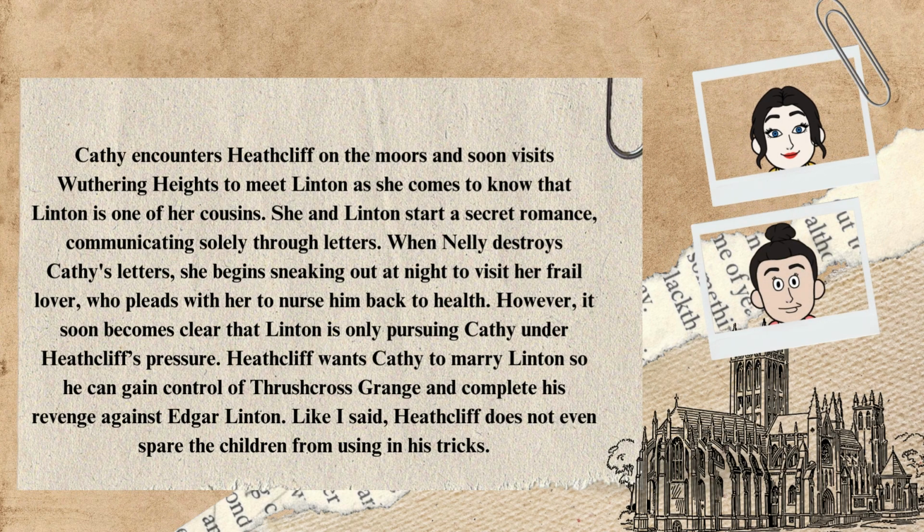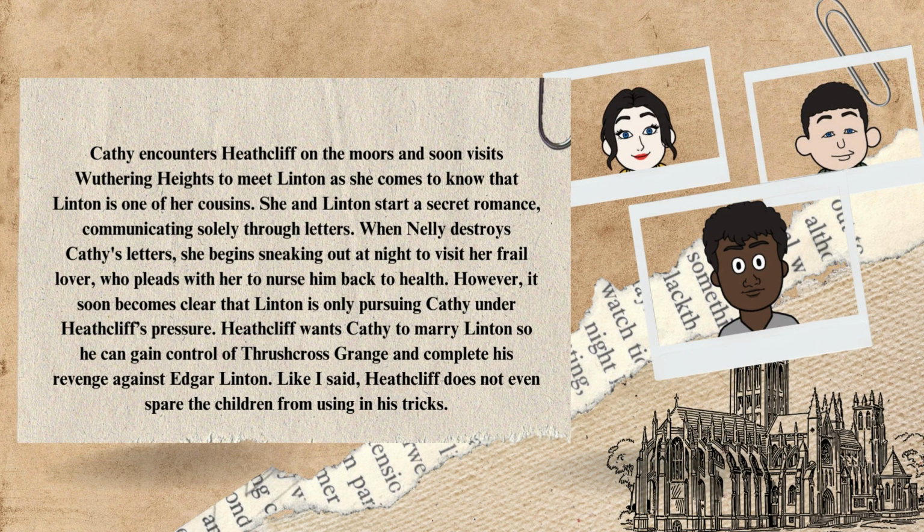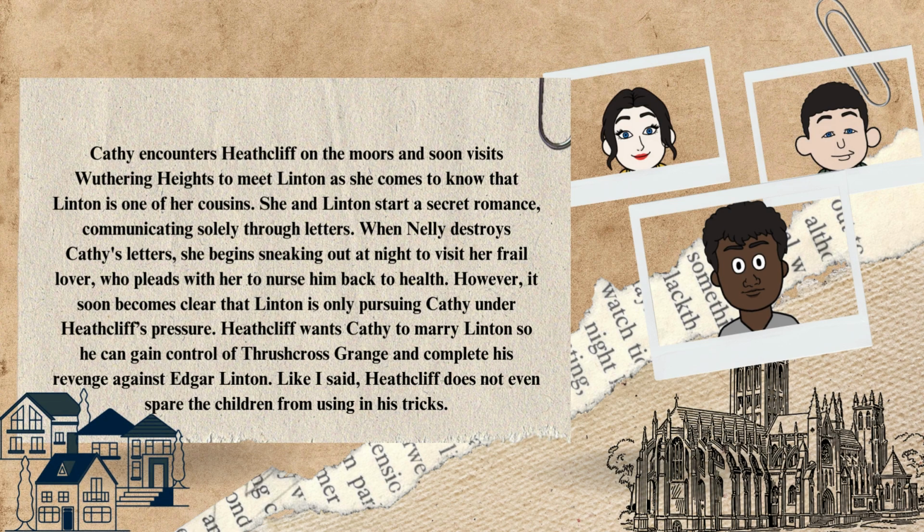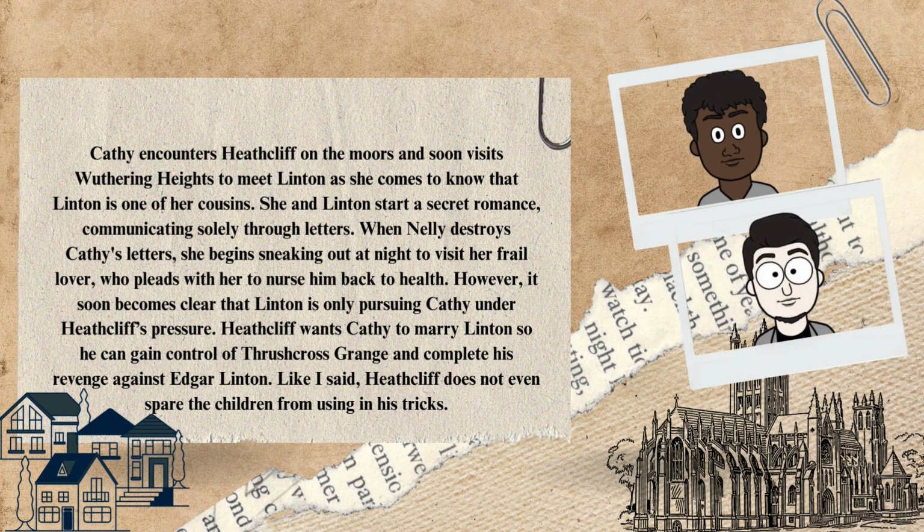When Nellie destroys Cathy's letters, she begins sneaking out at night to visit her frail lover, who pleads with her to nurse him back to health. However, it soon becomes clear that Linton is only pursuing Cathy under Heathcliff's pressure. Heathcliff wants Cathy to marry Linton so he can gain control of Thrushcross Grange and complete his revenge against Edgar Linton. Like I said, Heathcliff does not even spare the children from using in his tricks.